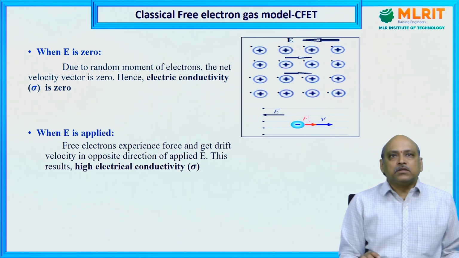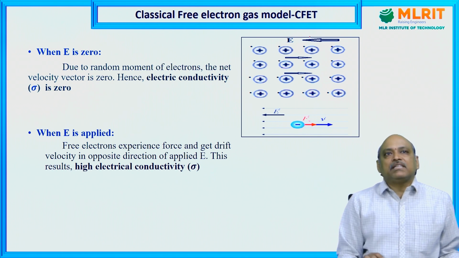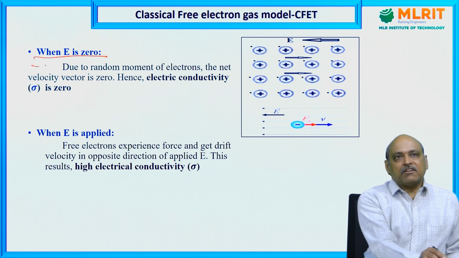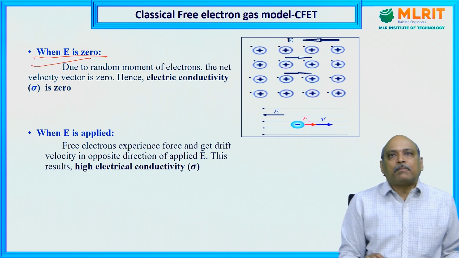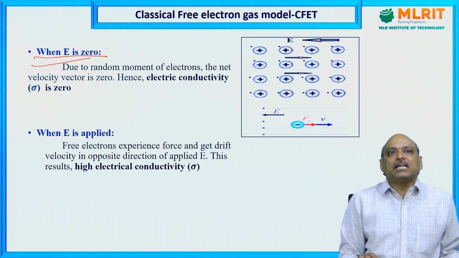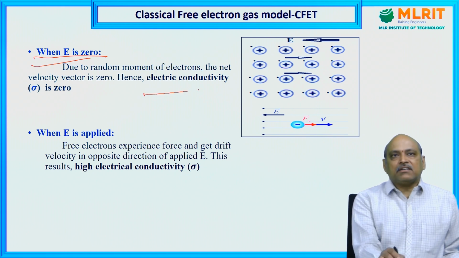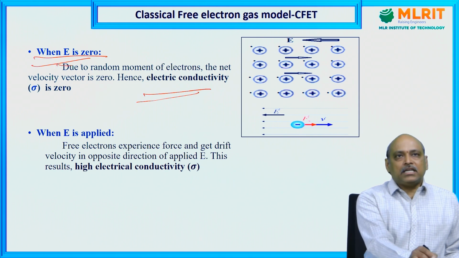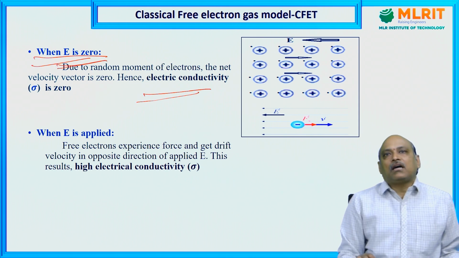Now, according to this classical free electron theory, we will see what happens when you apply an electric field on these metals. Let us first assume the externally applied electric field is 0. When you don't apply any external electric field, all these electrons move freely and randomly. Due to that, the net velocity vector becomes 0, so no electrical conductivity can be expected unless you apply an electric field on the metal.